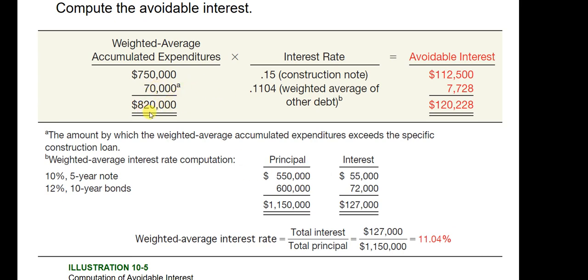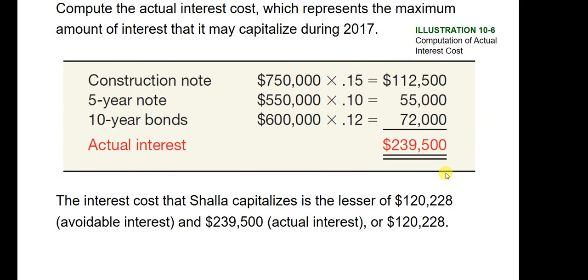That adds up to the weighted average construction expenditures. If I go back a slide, that was my weighted average outstanding debt. All right, so my avoidable interest is $120,228. I compare that to my actual interest that I paid. It's $239,500, and so I need to capitalize the lesser of the two. The lesser of the two is $120,228.